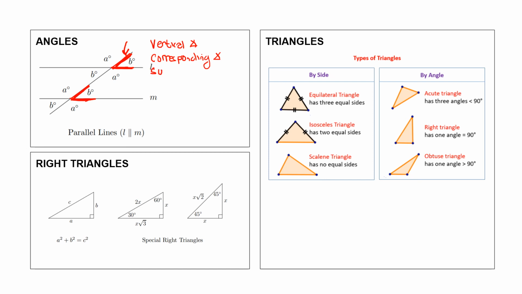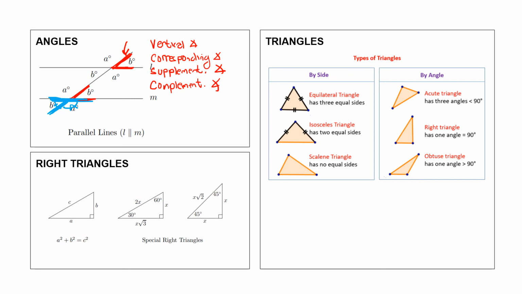Now, next up, we have supplementary angles. And that's when, let's give an example here, when angles add up to 180 degrees. Now, let's take angle B and A here. Angle B plus angle A add up to 180. In the same manner, we have complementary angles. And that's when angles add up to 90 degrees.